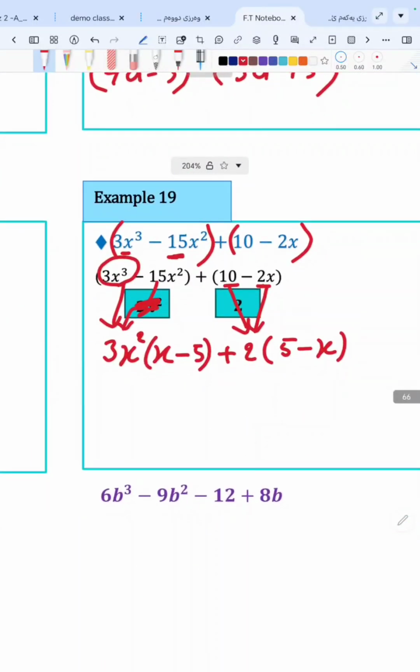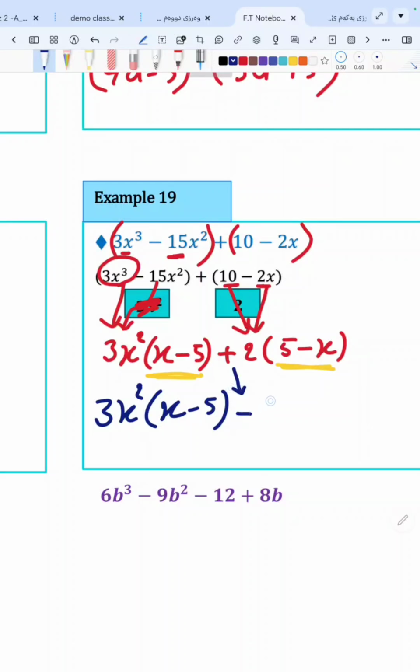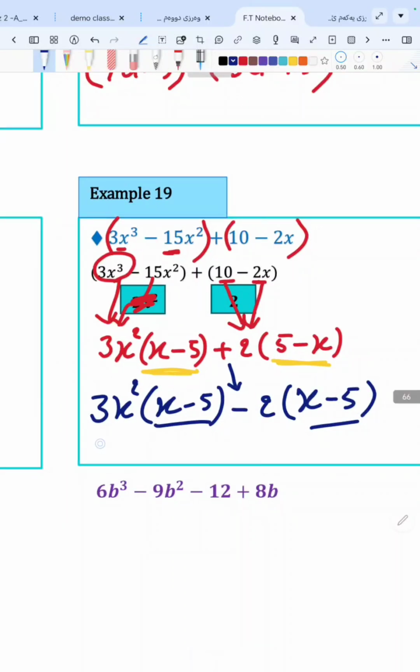Now, as you can see here, we don't have the same parenthesis. So how can you make it the same parenthesis? Just rewrite the first term as it is, x minus 5. Change this one to negative, then flip inside the parenthesis: x minus 5. Now you have the same parenthesis, yes, which is x minus 5. What's left here? 3x power 2 minus 2.